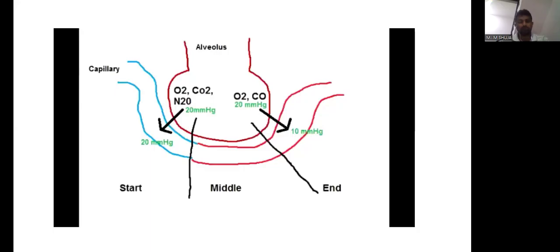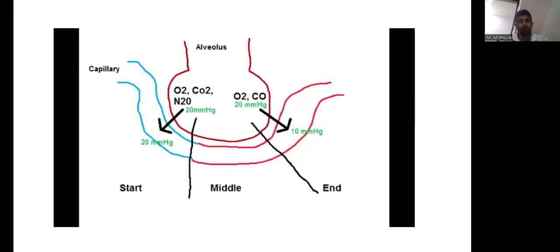Now what this means is that let's say you have 20 mmHg of oxygen. That complete 20 mmHg of oxygen is going to make its way to the capillary. It's going to oxygenate all that deoxygenated blood and send it out. In that whole length of the pulmonary capillary, the oxygen is going to oxygenate all that blood that's coming in. So this is perfusion limited.